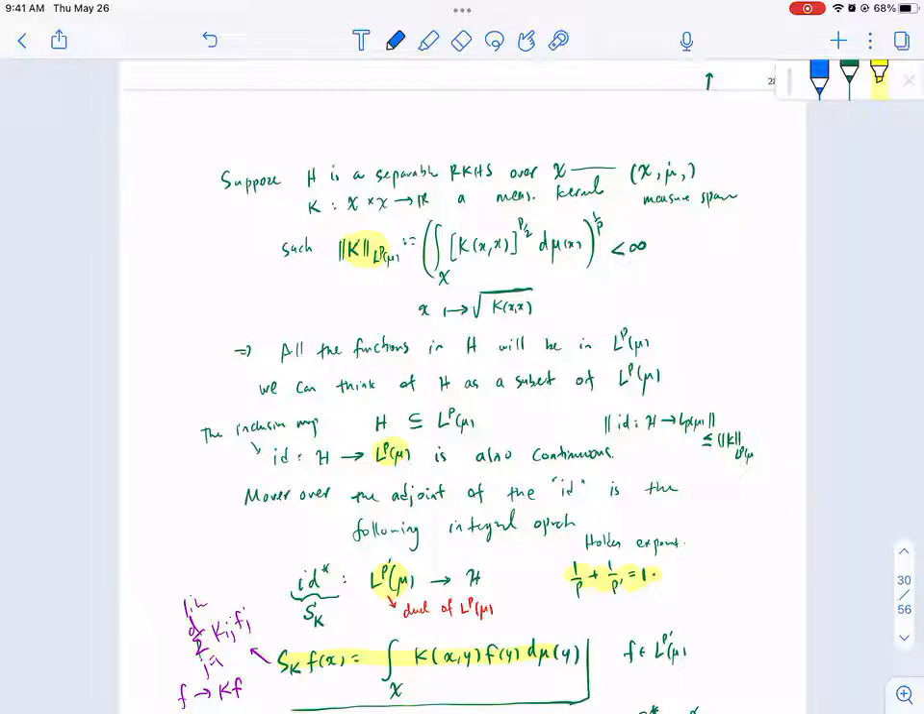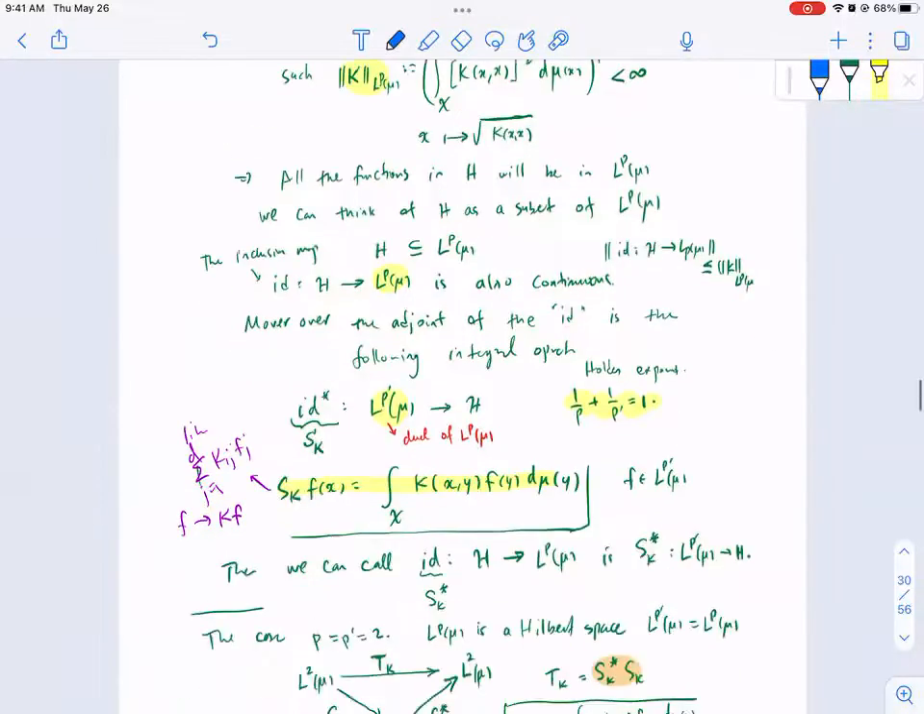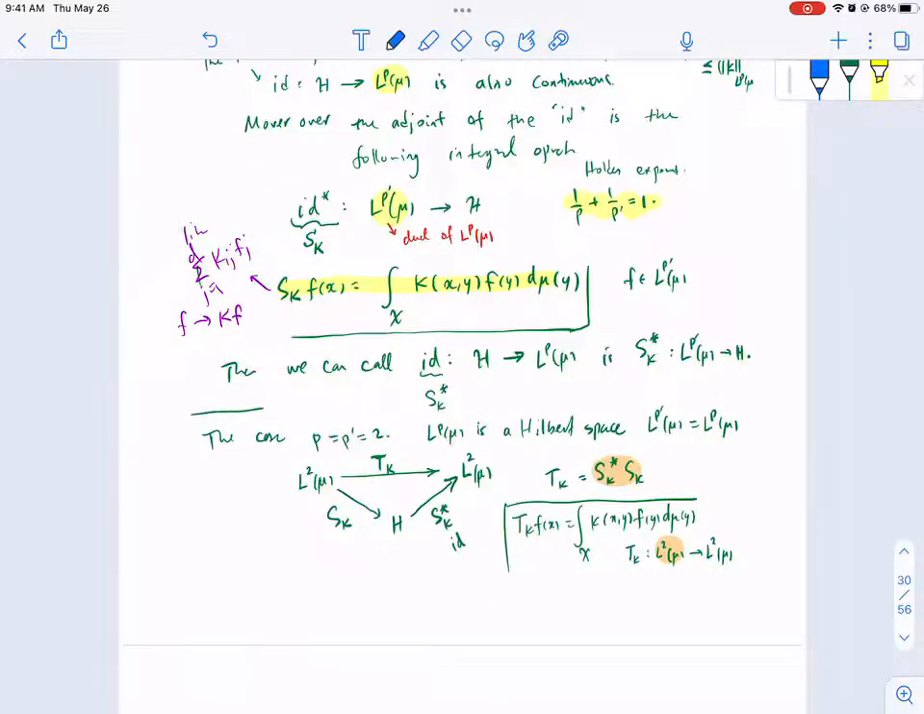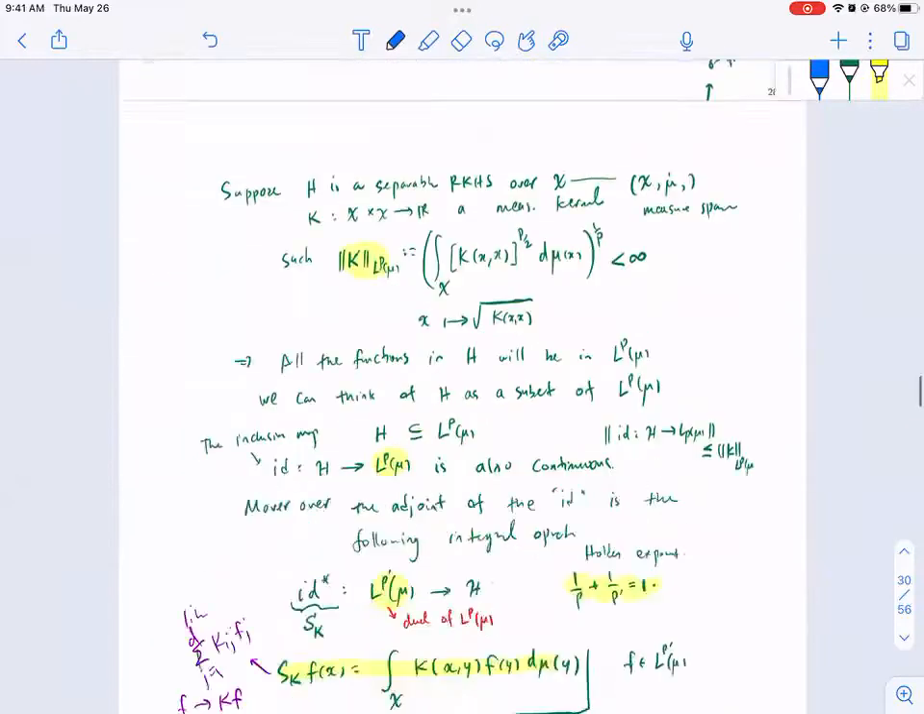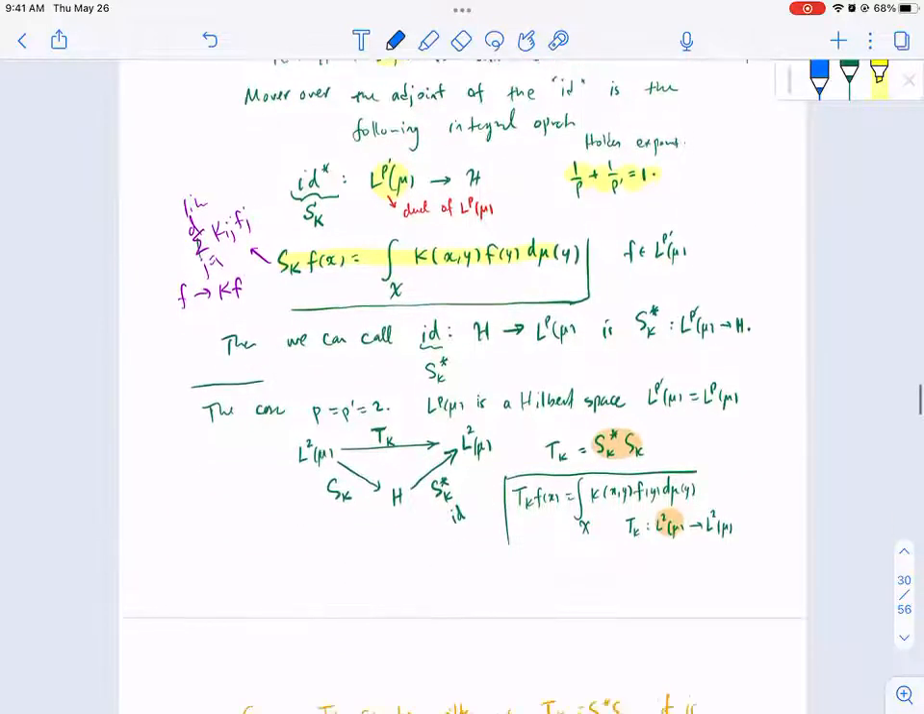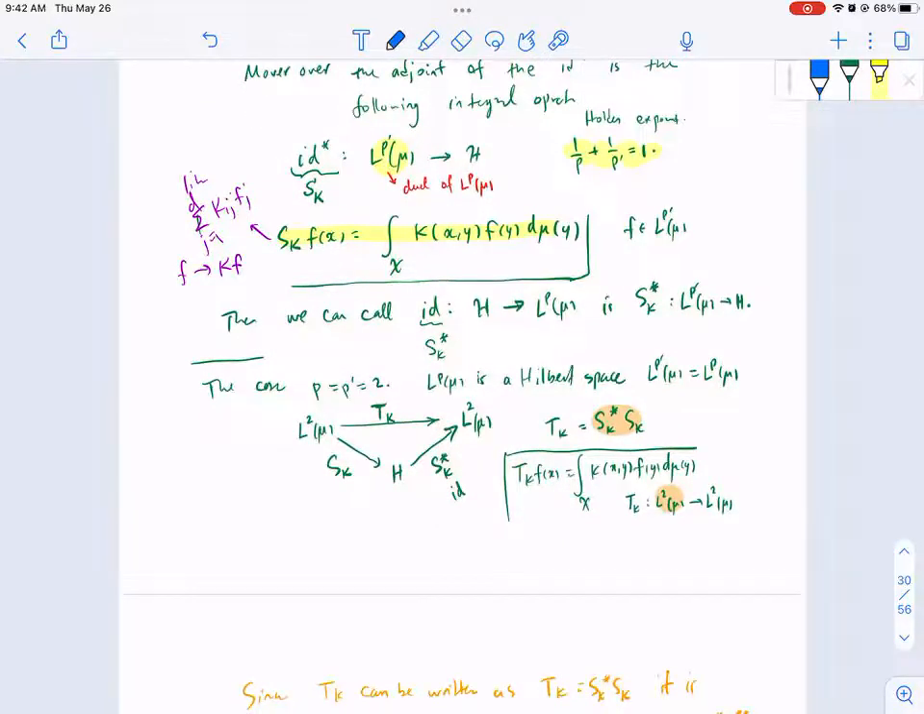There's an adjoint of this embedding, which would be basically this integral operator that maps from, in the case of L2, the dual would be L2 again. So you map from L2 back to H, and then the composition of these operators is basically the kernel integral operator that maps L2 to L2. We didn't talk about compactness, but you can show that under these conditions, it would be a Hilbert-Schmidt operator, which is a smaller class than compact operators. So T_K is a Hilbert-Schmidt operator.